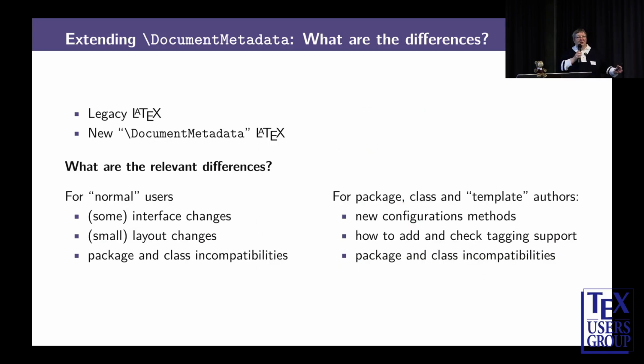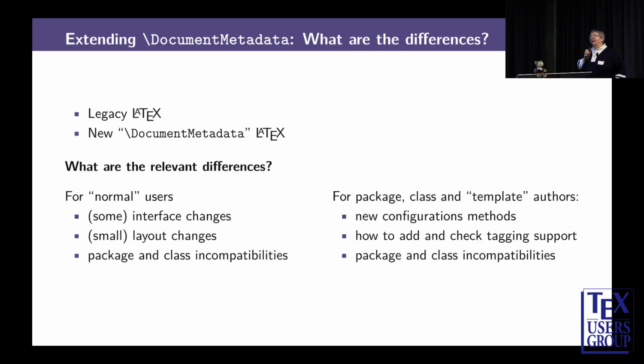So you saw there are lots of changes, but what are really the relevant differences for a user? We have now, in some sense, two LaTeX: the legacy LaTeX and the document metadata LaTeX, or tagging aware. For normal users, there's a small change of interfaces, like in the section command. There's a number of layout changes because some spacing in lists and so on changes. There's a rather huge amount of package and class incompatibilities that they have to be aware of.